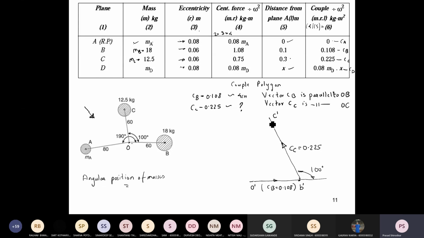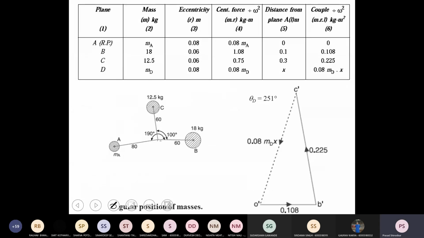Now the only thing remaining is to join C dash with O dash by a dotted line. And this dotted line is your vector, of length 0.08, that is the length of this vector. Alright, done up till this.